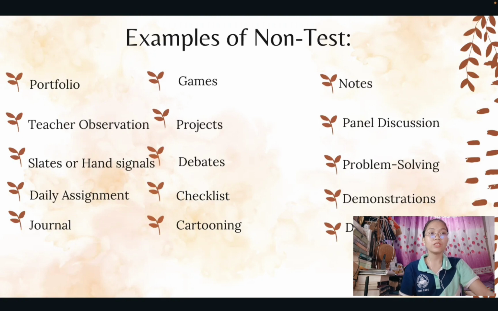Teacher observation. The teacher observes the student while they work to make certain the student understands the assignment and or another task. An example is cooperative learning. Slates or hand signals. Students use slates or hand signals as a means of signaling answers and hold up the slate. The next one is daily assignment.